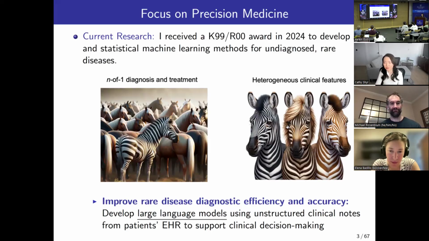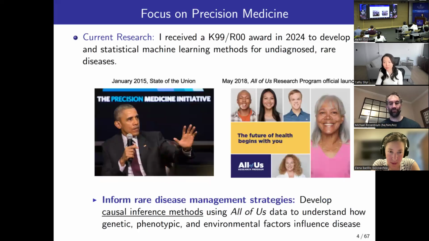Now, for these patients and their families, getting an accurate diagnosis is really the first step in their journey. The next and perhaps more important step is to come up with the treatment strategy and disease management strategies for their condition. So another component of my research focuses on developing causal inference methods using data from the All of Us research program to understand how the genotypic, phenotypic, and environmental factors all come together to influence disease.